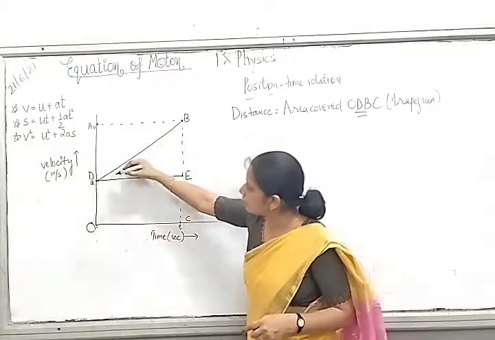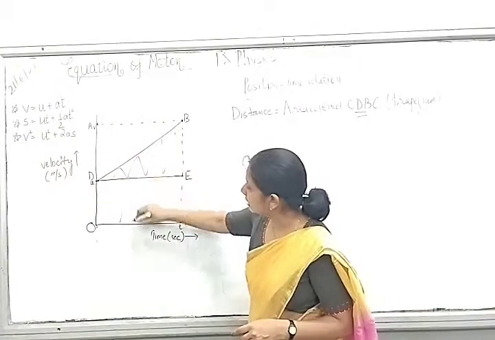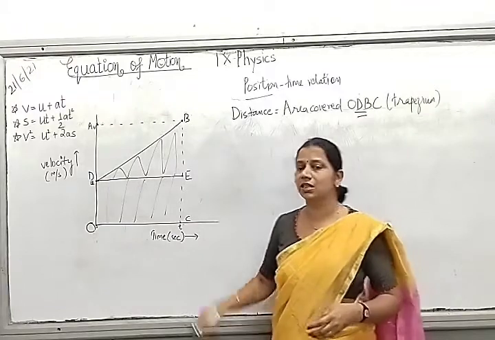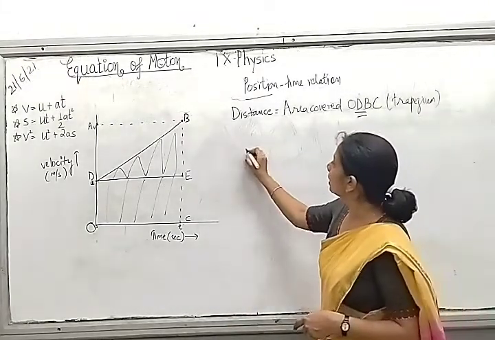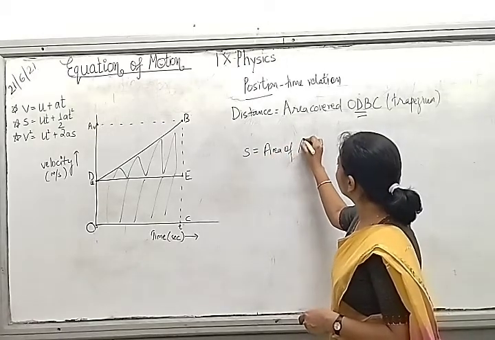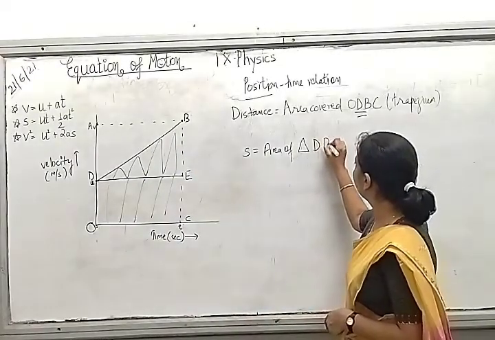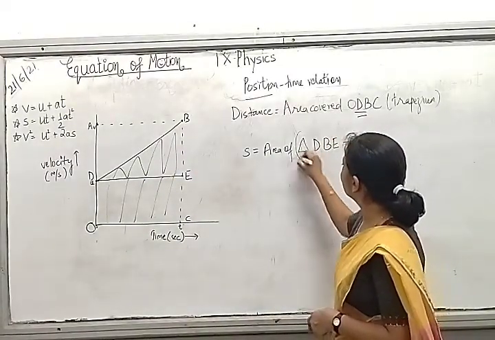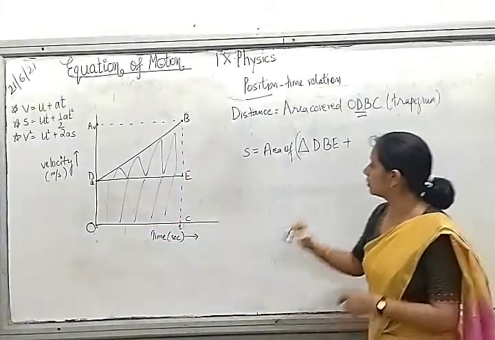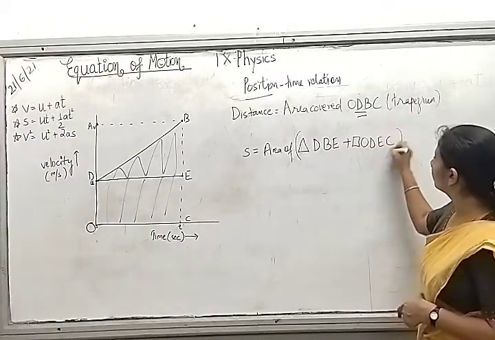So I will find the area of this triangle, then I will find the area of this rectangle. I will add these two, and that will give me the area of the trapezium, which is nothing but the distance. So distance I can write as S, which is nothing but area of triangle DBE plus area of rectangle ODEC.